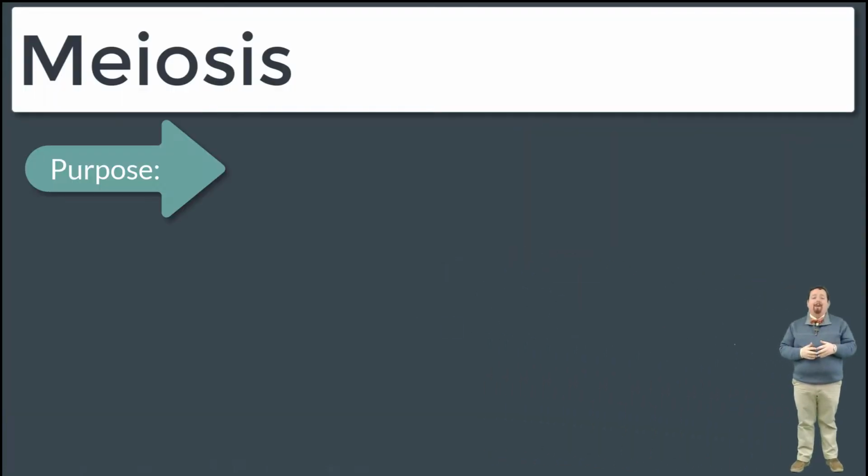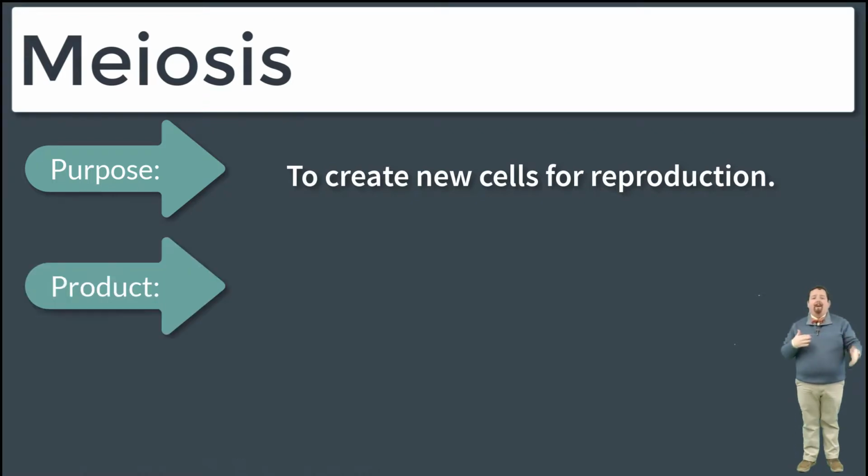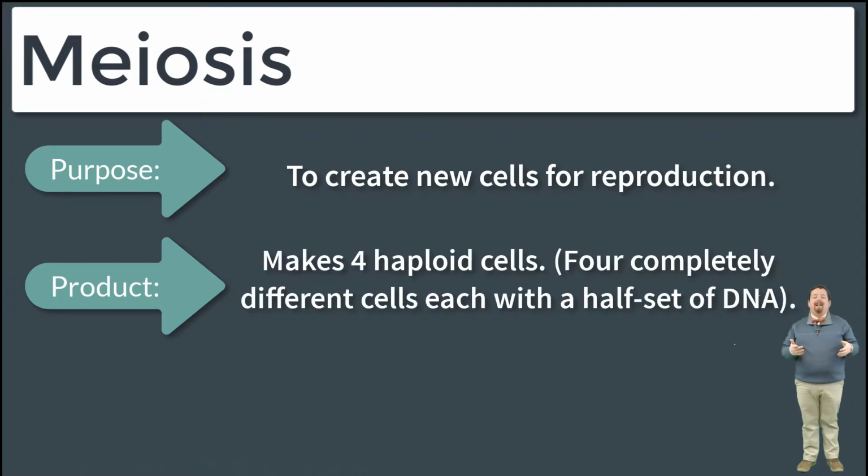Now, the whole point of meiosis is to create new cells for reproduction. These cells are commonly referred to as sex cells. You might have heard in humans, they're called sperm and egg cells. Each time that meiosis happens, we get four new cells that each have a half of a set of DNA. When cells have half sets of DNA, we call them haploids. Each of these cells is completely different from each other. They hold the same type of information, but there's different information in each one, and that's why two parents can make different siblings that don't look exactly the same.